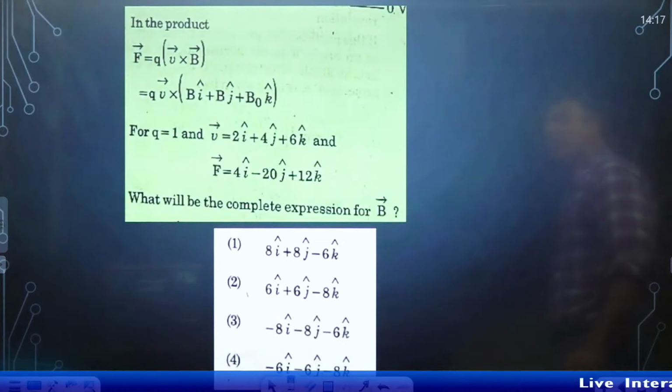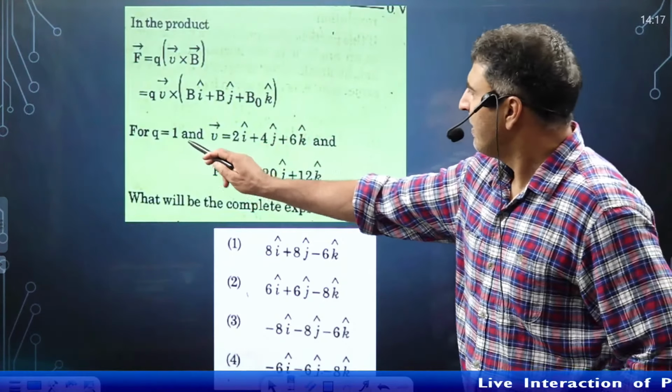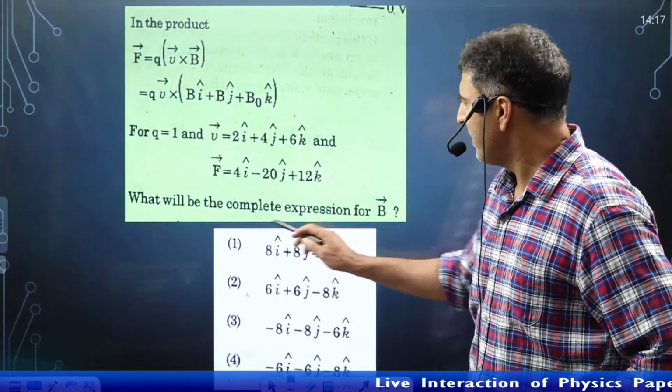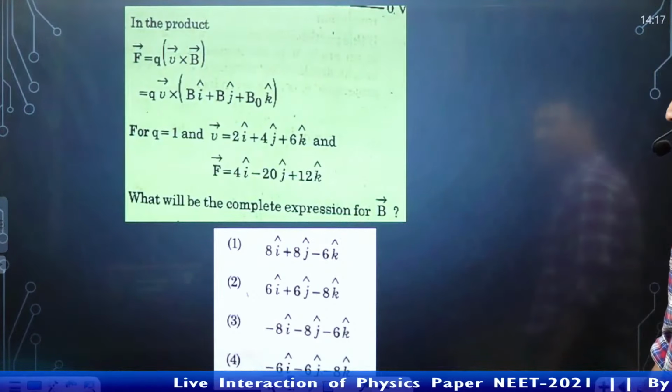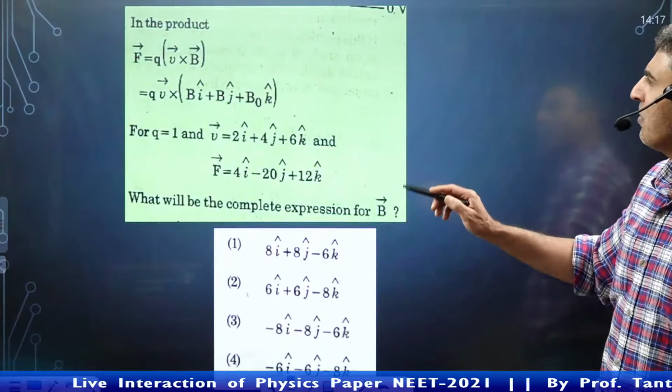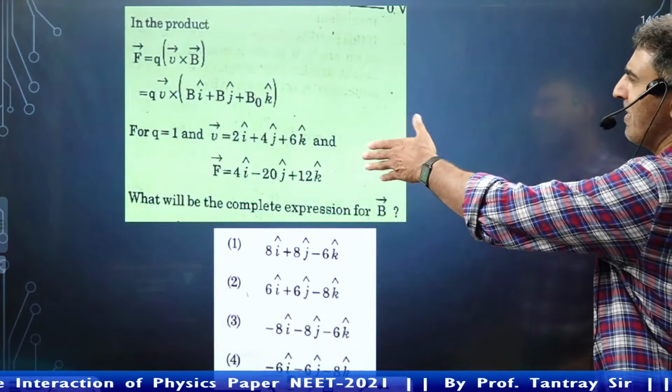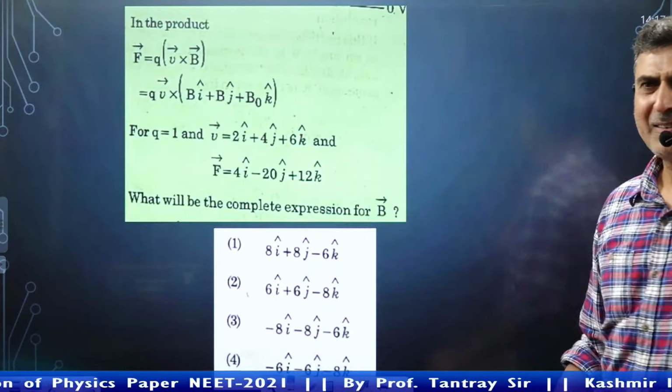This is the product. Q is equal to V is equal to this, F is equal to this. What will be the complete expression for it? हमें B का expression निकालना है. You must know, देखो, if you do it through a procedure and find the values, it will be done.